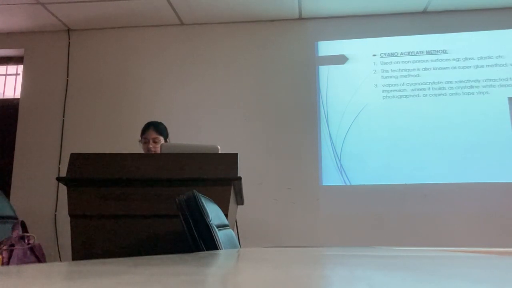Then comes the cyanoacrylate fuming method. It is also known as the superglue method. The vapors of cyanoacrylate are selectively attracted to fingerprint residues, where they build up a crystalline white colored stain. It is effective on non-porous surfaces. Relatively, it is cheap. Effective in developing prints which are more durable than the other methods.